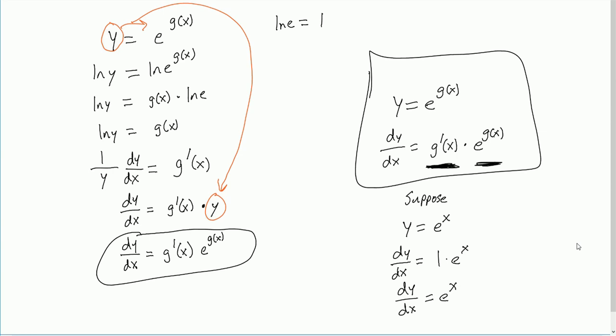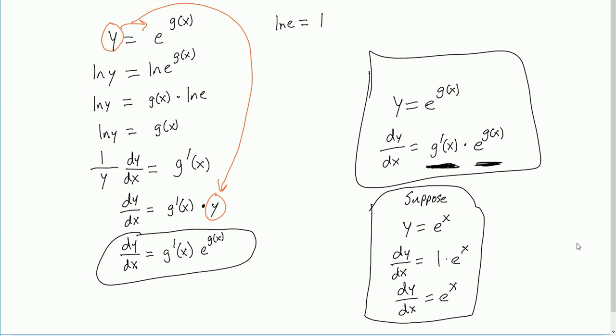Okay, so this is the only function where this happens. y is e to the x, the derivative is e to the x. That's the only function that exists where the derivative is the same as the original function. So keep that in mind when we start looking at the problems.